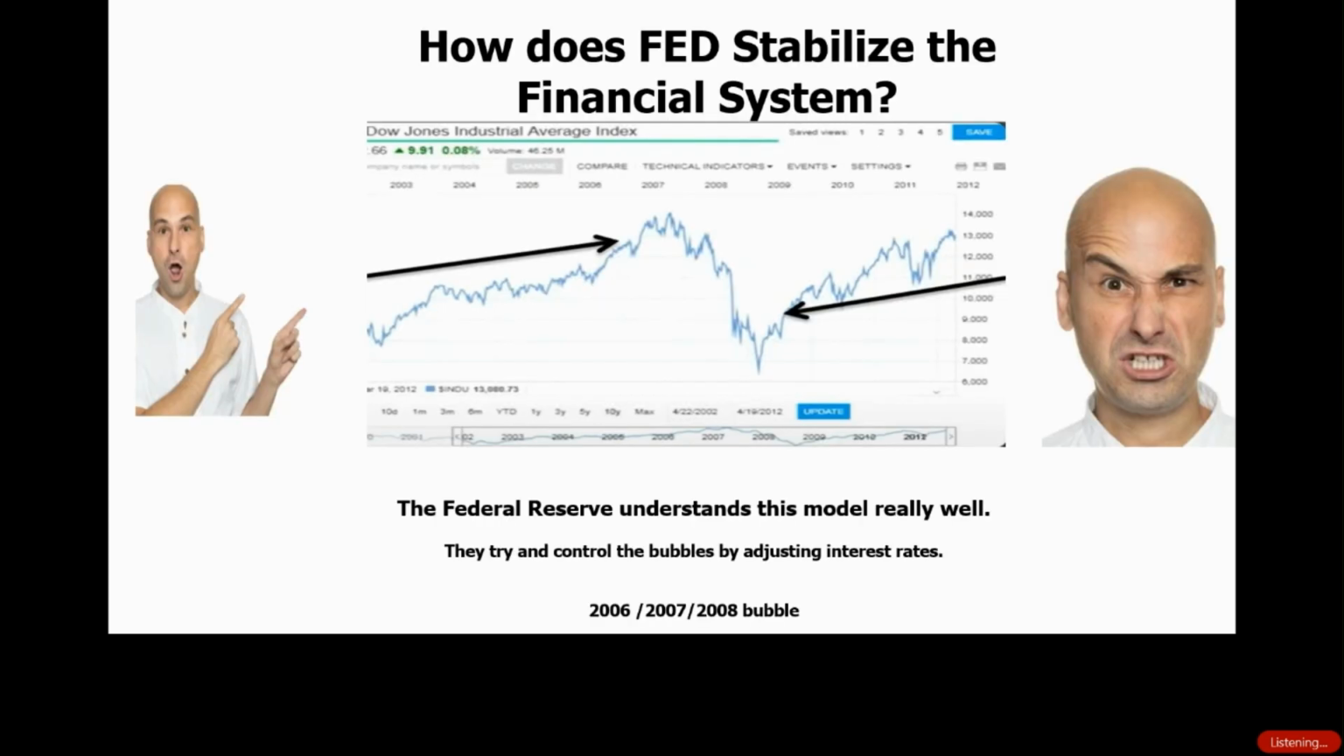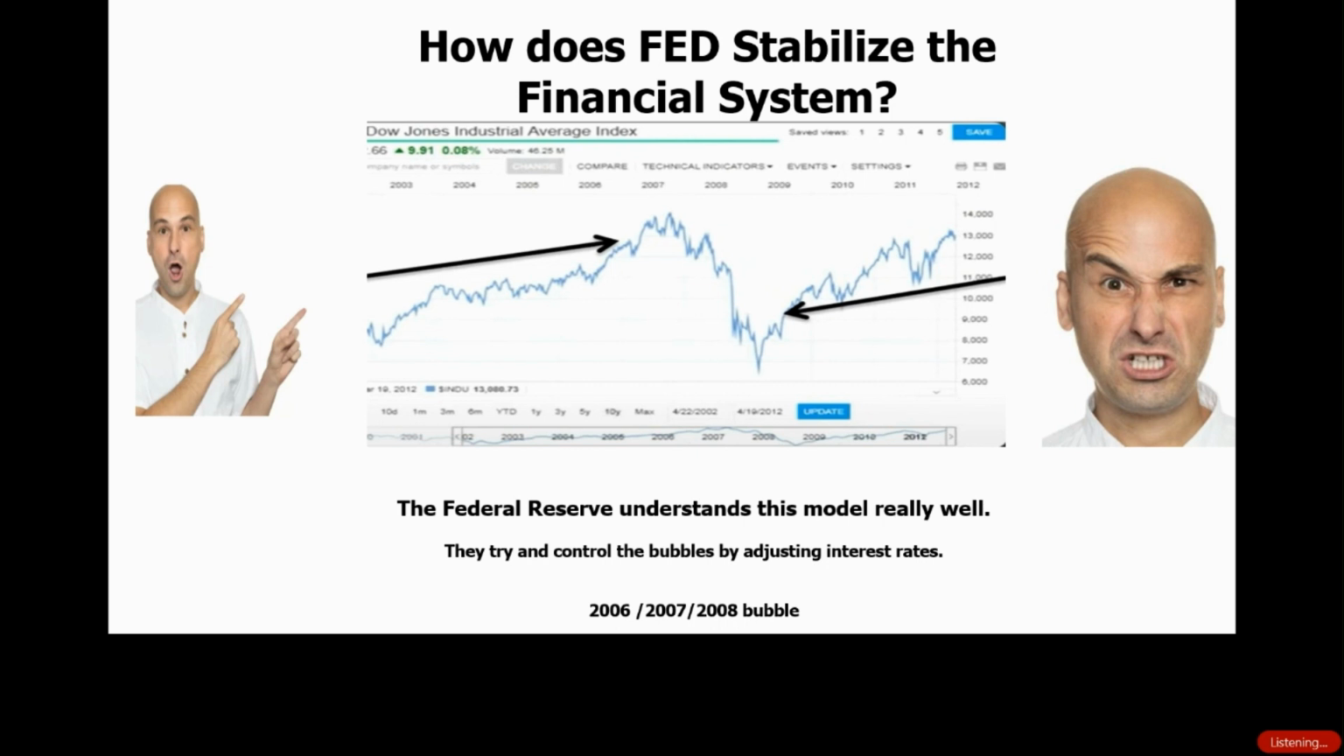So, how does the Fed stabilize the financial system? If there is one thing that the Fed really understands, and trust me, there are some very smart people running the Fed, they understand this model really well. This is the fear and greed cycle model that we have been talking about in the two previous chapters. And here is Mr. Market.